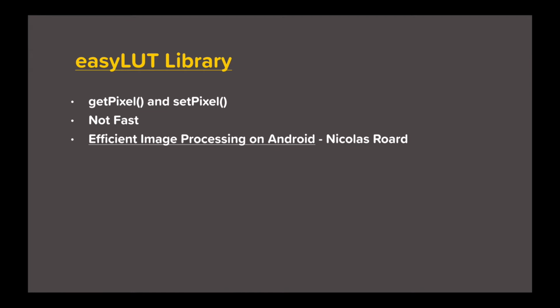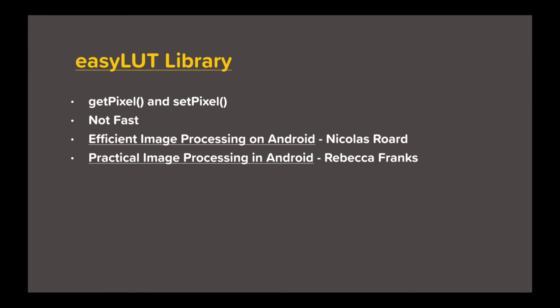But this happiness was short lived, because one of my colleagues pointed out that this easyLUT library internally uses something called getPixel and setPixel, which are Java functions that iterate over each pixel, and they do it on the CPU, which is pretty slow. If you want to learn more about it, you can have a look at these talks: Efficient Image Processing on Android, and Practical Image Processing in Android. At that point I was being naive and I had not watched all these talks.